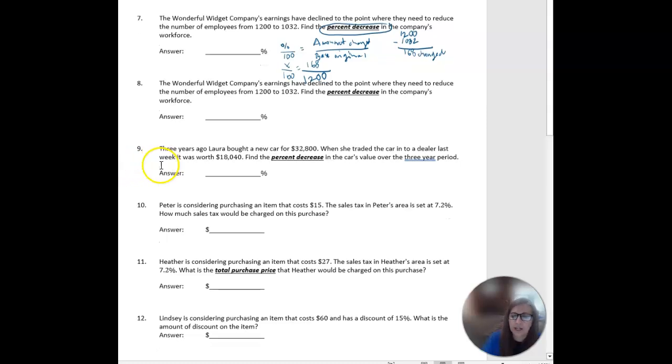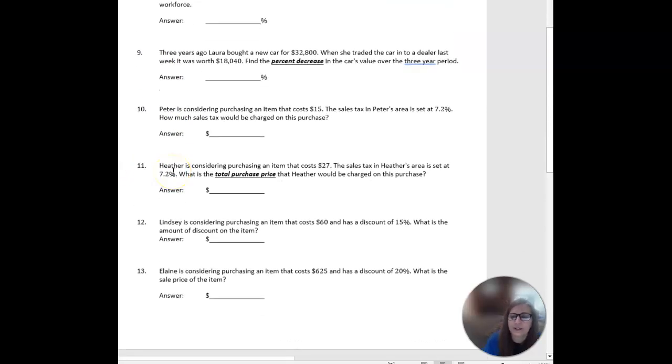And number 9, 3 years ago, Laura bought a new car for $32,800. When she traded the car into a dealer last week, it was only worth $18,040. Find the percent decreased. Okay, so here we go. We want to use our formula. Percent over 100 equals amount changed over the base or the original. All right, we don't know our percent, so we put X over 100. That's what we're looking for, the percent that it decreased.